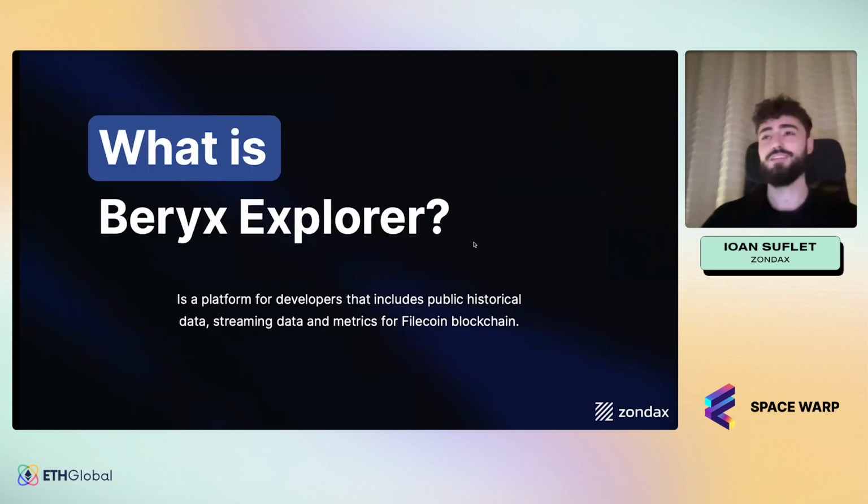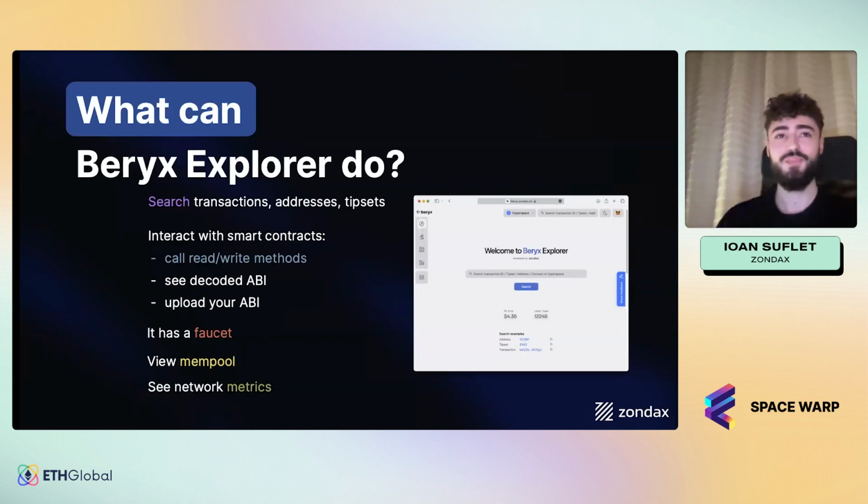Okay, the Explorer. The Explorer is a platform for developers, like a blockchain explorer, that includes historical data, real-time data, streaming, and metrics for the Filecoin blockchain. What can you do besides searching transactions, addresses, and tipsets, like a normal explorer does? You can interact with the contracts. You can call read and write methods and see their decoded ABI, upload your own, and see the bytecode, the opcode. Of course, for the read and write methods, especially write, you will need funds for that.